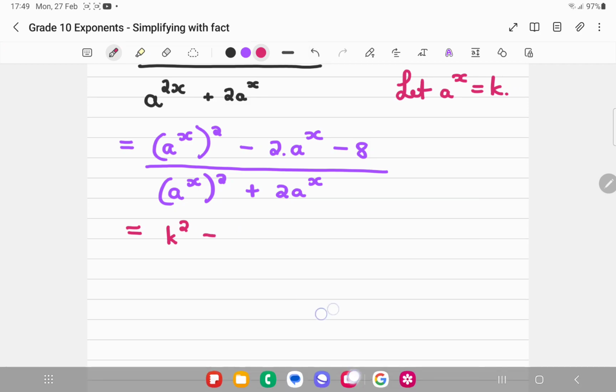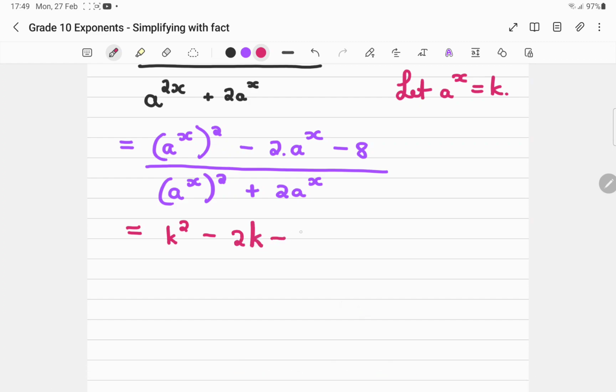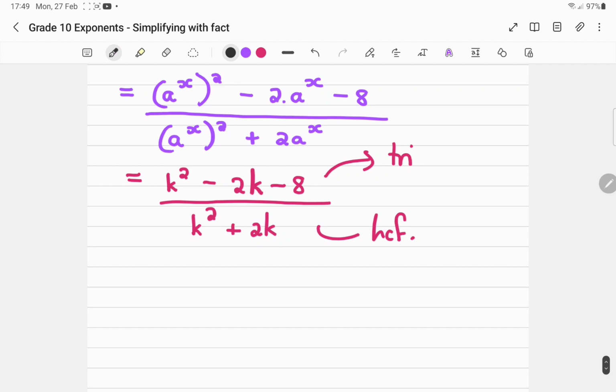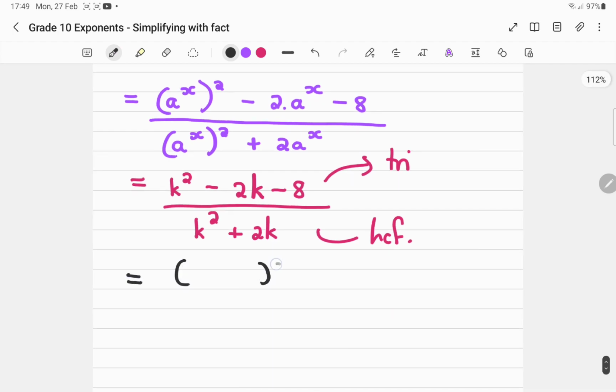So that gives k squared minus 2k minus 8 all over k squared plus 2k. Oh my word, look at that. When I didn't substitute the k, I didn't know what was going on at the top there. But when I did it, can you see it's shouting at me that this is a trinomial and this is an HCF? Okay, so please use this method. It really helps. So we're going to factorize the top. We're going to take out a highest common factor of k there.